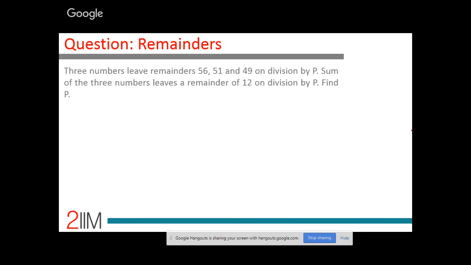3 numbers leave remainders 56, 51 and 49 on division by P. Sum of the 3 numbers leaves a remainder of 12 on division by P. Find P. So, good interesting question. Not just find P, find all possible values of P. Very vital. There is more than one value possible for P. I want both of them. Think about that.